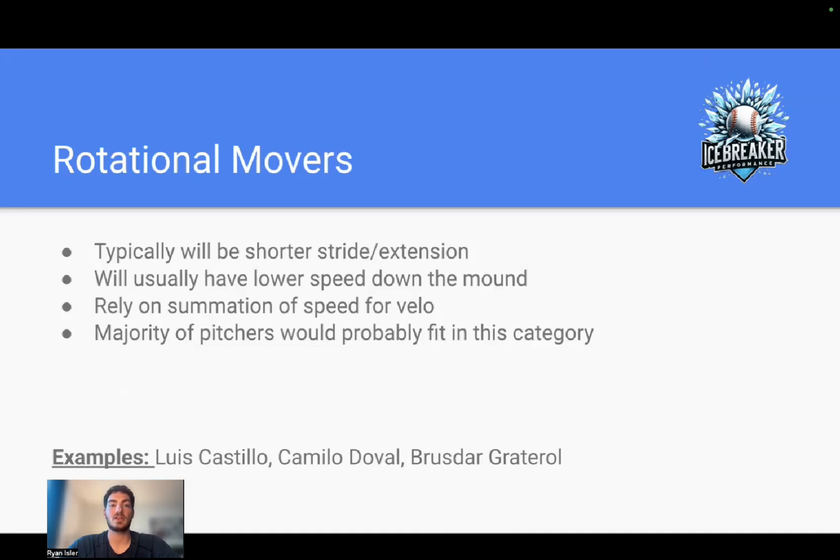So because of that, again, they're not going to get as much speed down the mound. A lot of times they're going to not move as fast linearly to move faster rotationally, right? And what they're going to rely on for their velo is summation of speed. So that's going to be the hips going first, then the torso going a little bit faster than that, and the arm going a little bit faster than that, right? And each of those parts of the chain, adding a little bit extra velo in a rotational manner, is going to put a lot of force then into the ball, right?